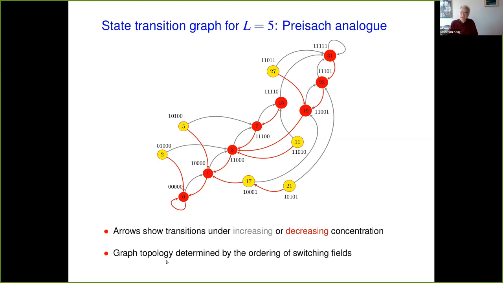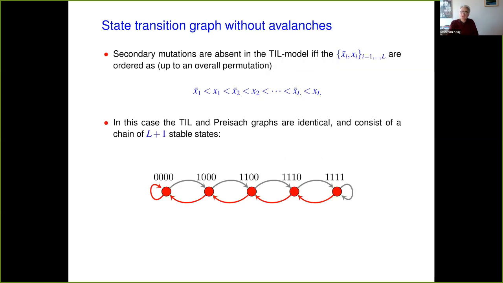Generally speaking, the graph topology is a depiction of the ordering of the switching fields, and that is essentially all the information in the model. One particular ordering where things are very simple is when there are also no avalanches in the TIL model. One can show that the condition for secondary mutations or avalanches being absent is that all the X's are ordered sequentially. In that case, the graphs are identical and simple: just a chain of states. Since this chain has to go from all zeros to all ones, it has L plus one stable states, which is also the minimum number of stable states you can have.